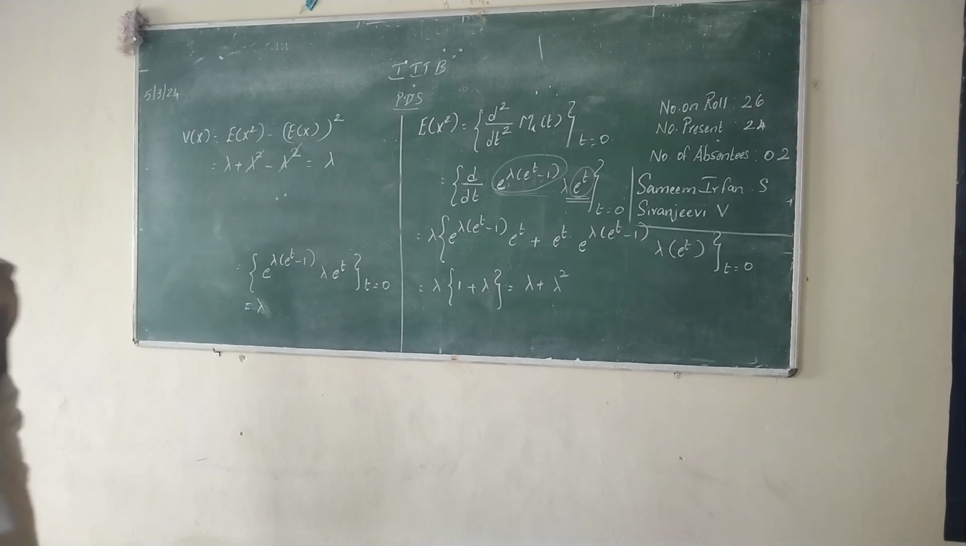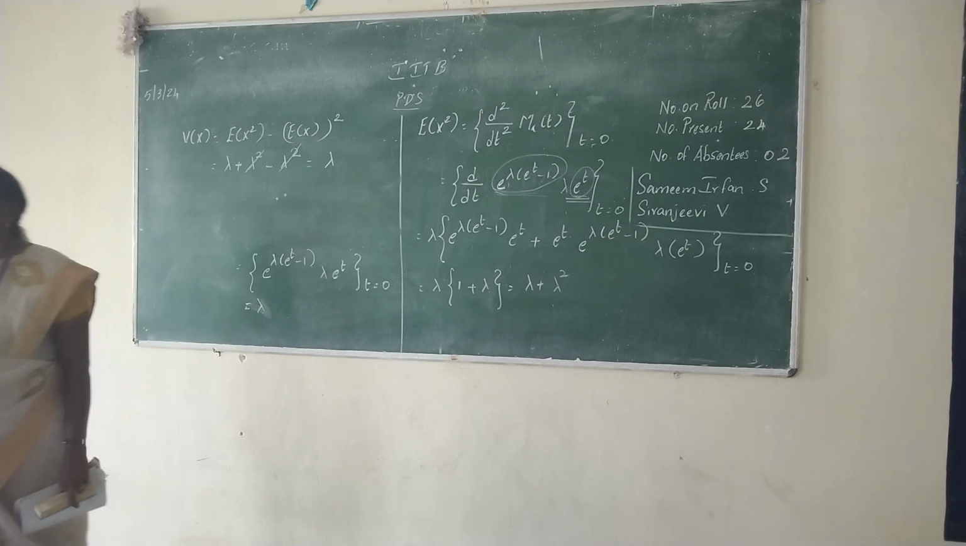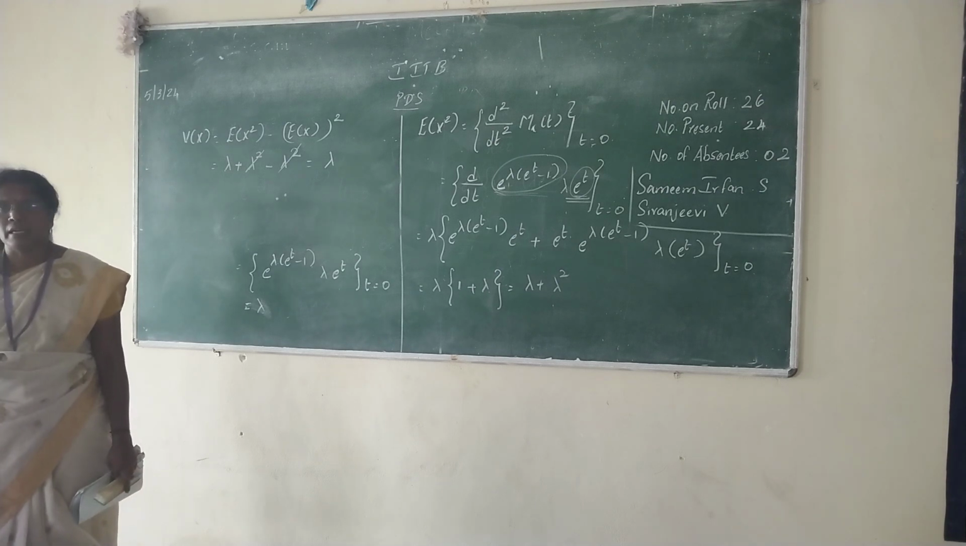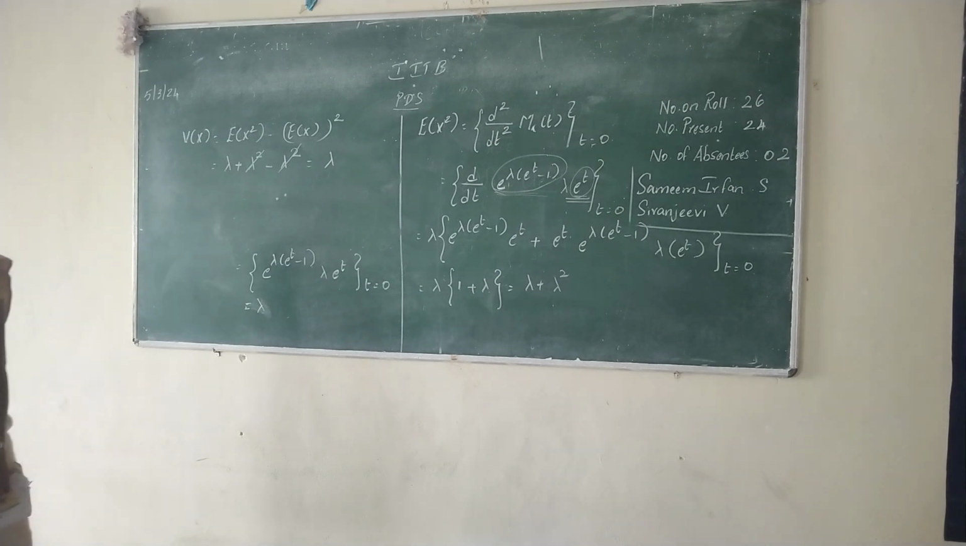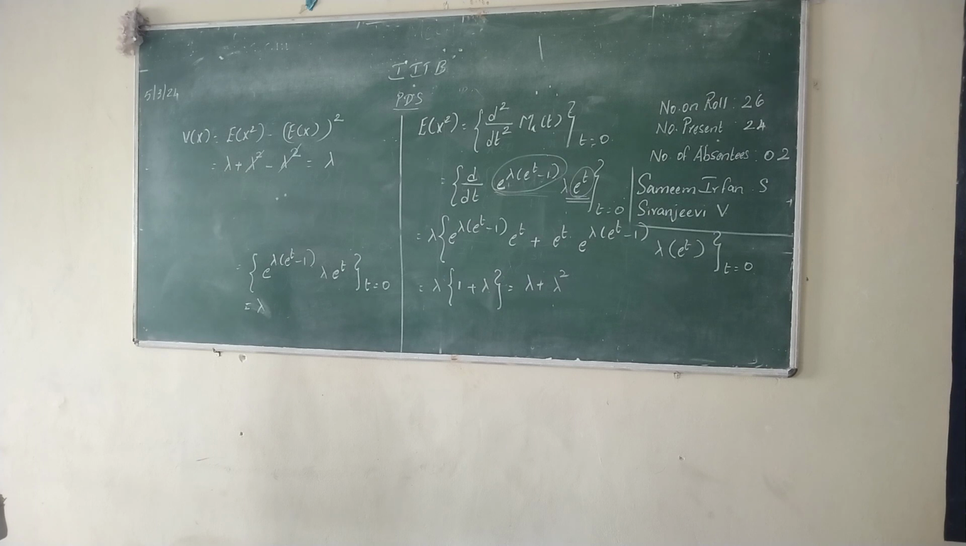Any doubt? Should I recall how we define the Poisson distribution? e power minus lambda, lambda power x by x factorial, where x varies from 0 to infinity. What is the mean? Lambda. What is the variance? Lambda. What is the MGF of the Poisson distribution? e power lambda into (e power t minus 1). Be careful, memorize all these things thoroughly.